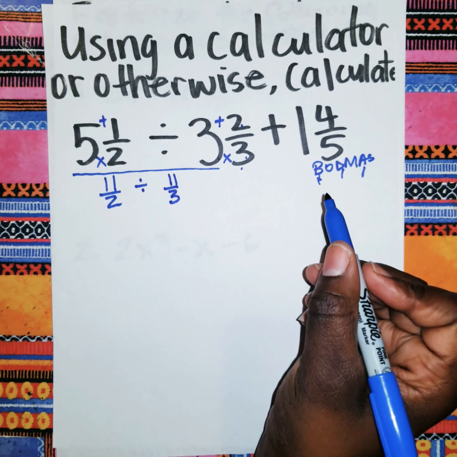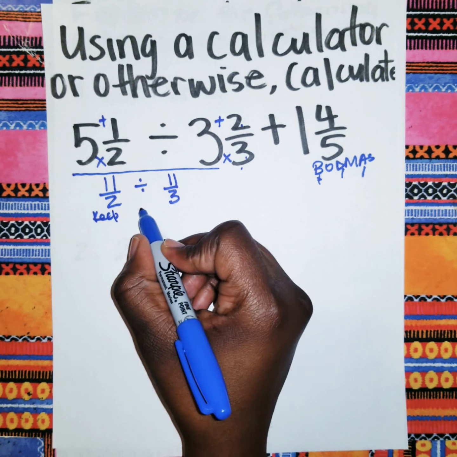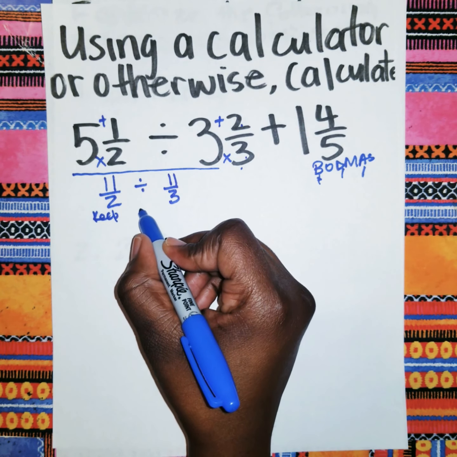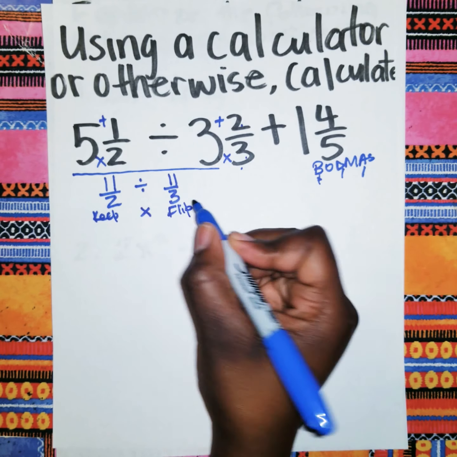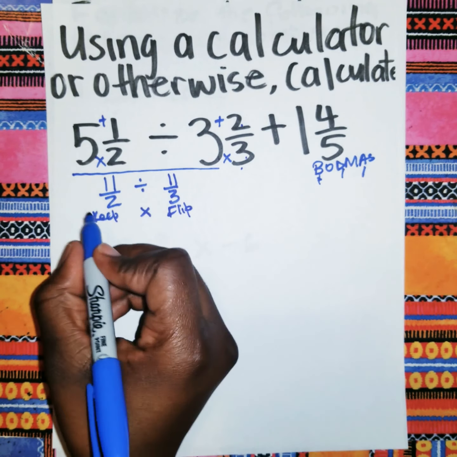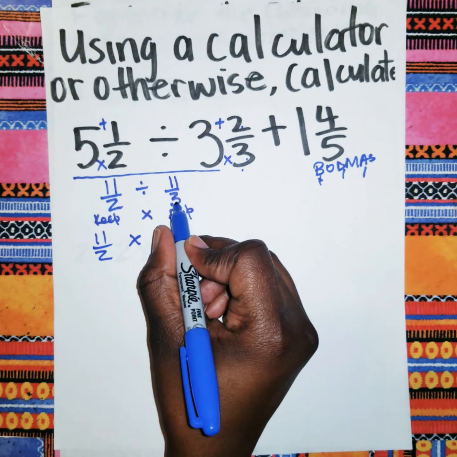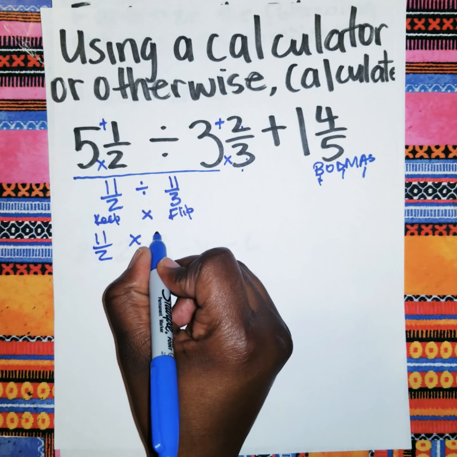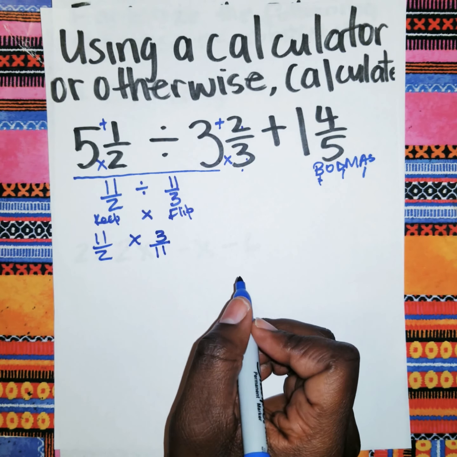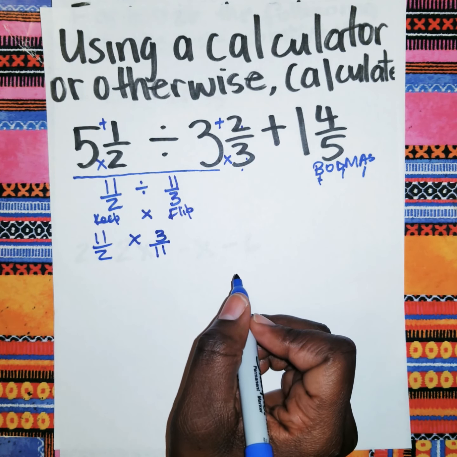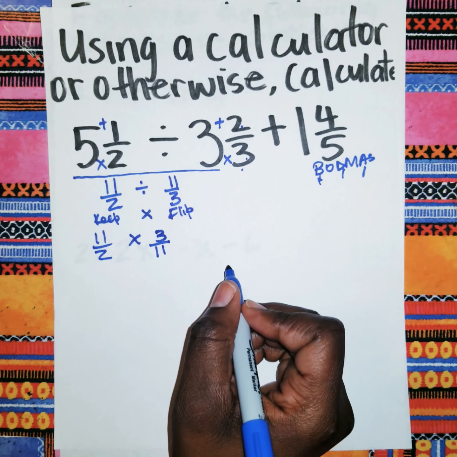From here, guys, we apply the rule that says we keep the first term, the first part, we change the sign to multiplication and we flip this, or some will say reciprocate, the same thing. So we're going to keep the first part, change the sign, and flip this, meaning we turn it upside down. So it's 3 over 11. From here, you need to simplify either by cancellation or you go ahead and simplify by multiplying across.